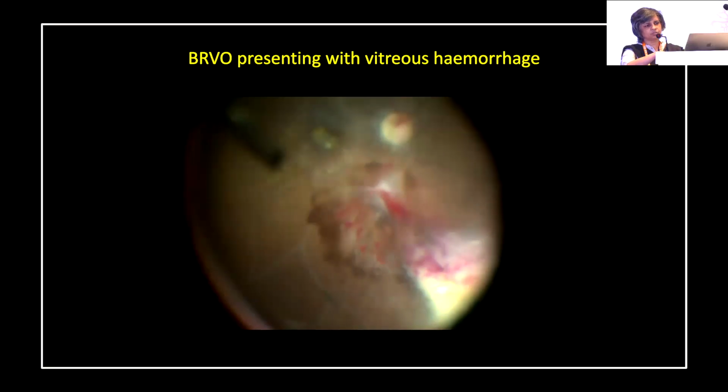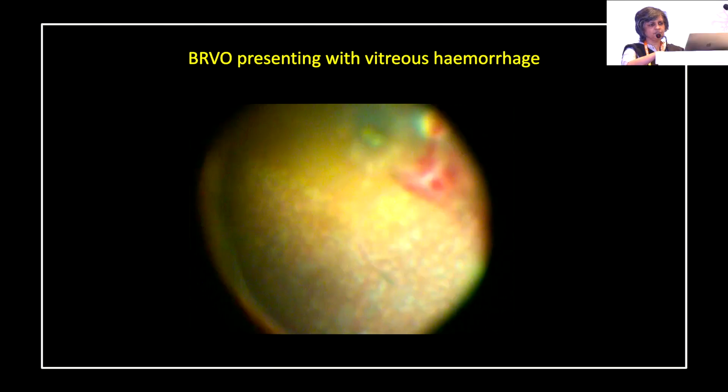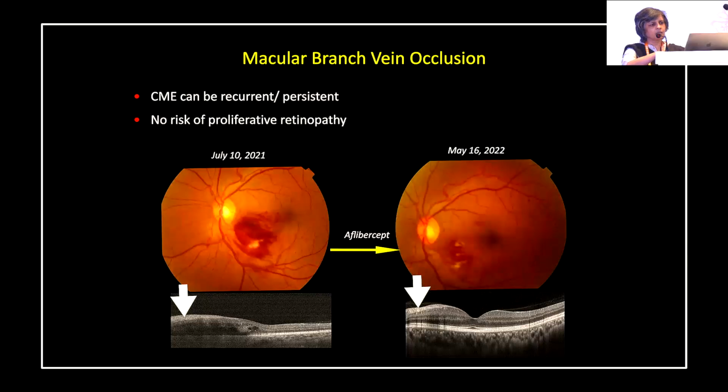They can come like this with end-stage disease, tractional retinal detachment. So surgery is followed by good scatter laser during the surgery itself. Macular branch vein occlusion is a localized affection, so there are no proliferative complications, but the macular edema can be very recurrent or resistant to treatment.